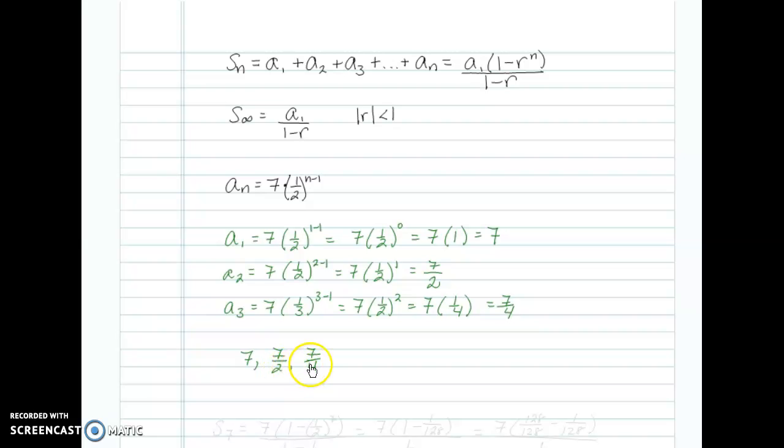You could think about maybe the first 3 terms right now. We have 7. 7/2 is 3.5, so the sum of the first 2 terms would be 10.5. 7/4 would be 1.75, so we add that on. So the number that we're adding on every single time gets smaller and smaller.